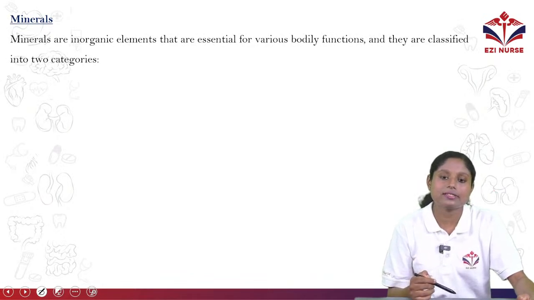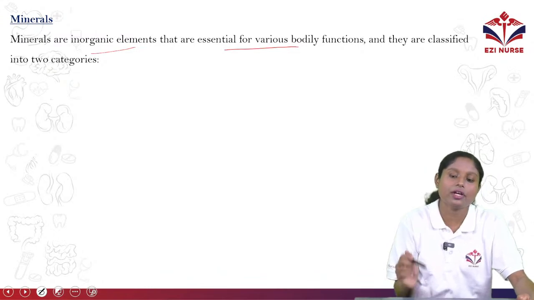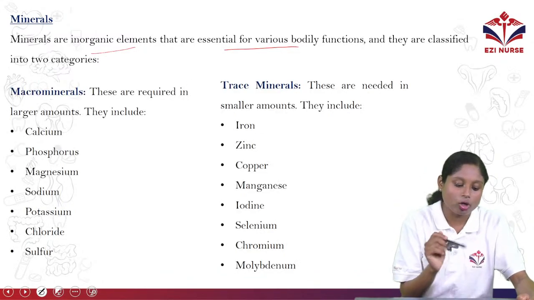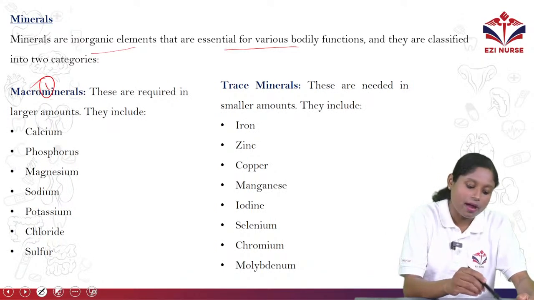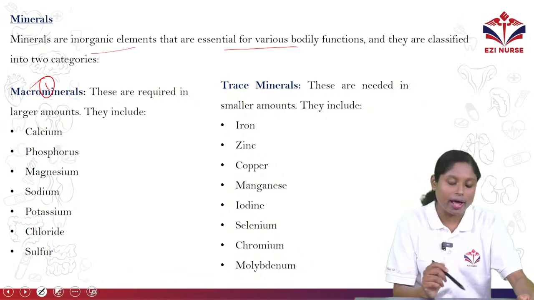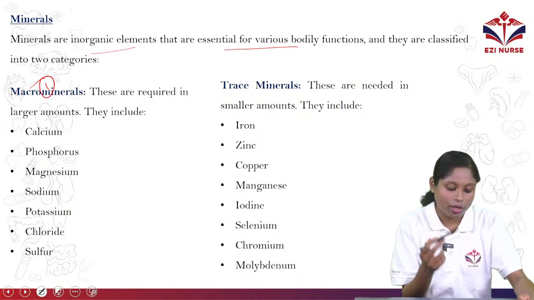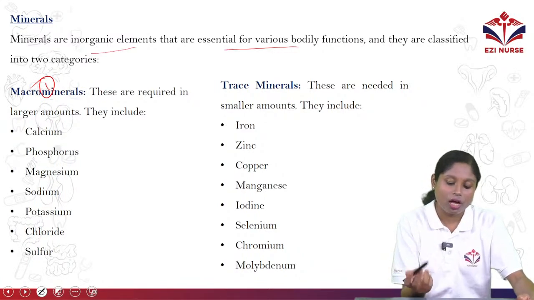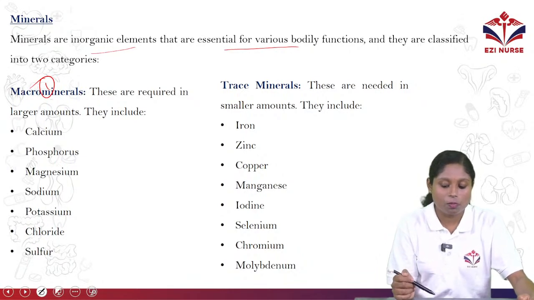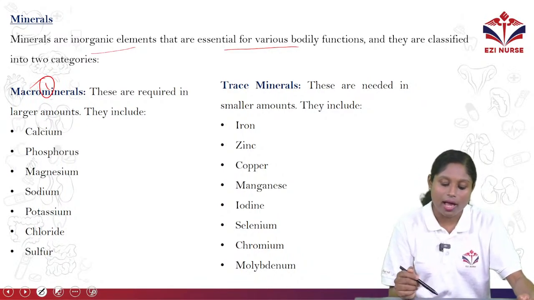Now minerals. Let's discuss minerals. They are inorganic elements that are essential for various body functions and they are classified into two categories: macro minerals and trace minerals. The first one is macro minerals. These are required in larger amounts. They include calcium, phosphorus, magnesium, sodium, potassium, chloride and sulfur. Coming to trace minerals, they are needed in smaller amounts. They include iron, zinc, copper, manganese, iodine, selenium, chromium, molybdenum. So these are the trace minerals.